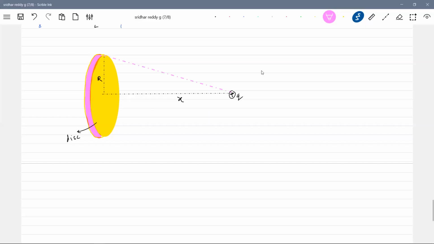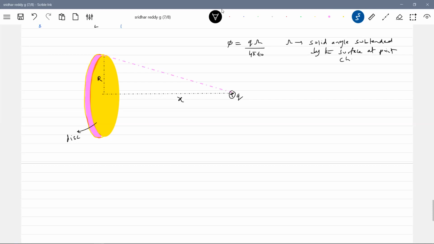There's a disc or circular plate, whatever you can call, and there's a point charge that we have kept here. So the flux, according to the Gauss law, the flux linking any surface is given by Q Omega by 4 pi epsilon naught, where Omega is called the solid angle subtended by the surface. Let me not go into detail on the geometry, we'll just have a formula and learn how to utilize it, that's all.